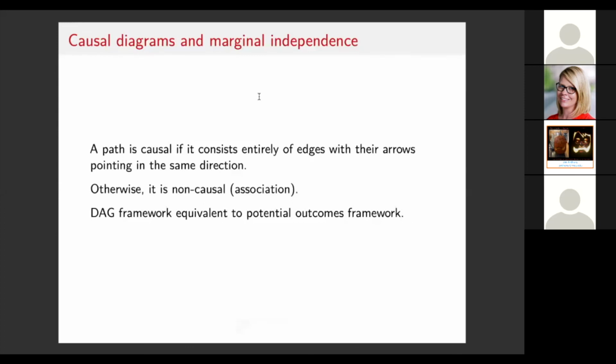The other point I would like to make, and this may not be entirely obvious, is that the DAG framework is equivalent to the potential outcome framework. It's been shown. So it's just different ways of thinking about the problem, and some things are easier to see in one framework versus the other. Although their proponents might have disagreements, at least from our vantage point, the points of their disagreement are probably finer than what most of us would care about.